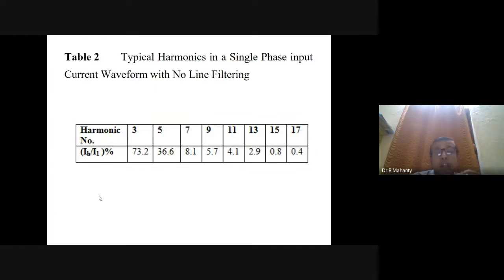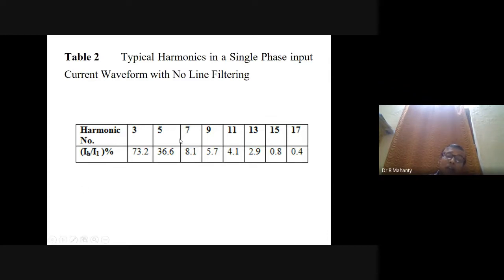Now we have taken a typical harmonics case in a single phase input current waveform with no line filtering. The third harmonic is made as high as 73.2%. The fifth harmonic is 36.6%. The seventh is 8.1%. This is very large. With this harmonic content, if you calculate, the THD will be of the order of 80 to 85%. In practical cases, the THD is not that high, but intentionally we have made the THD high to test the performance of the filter.